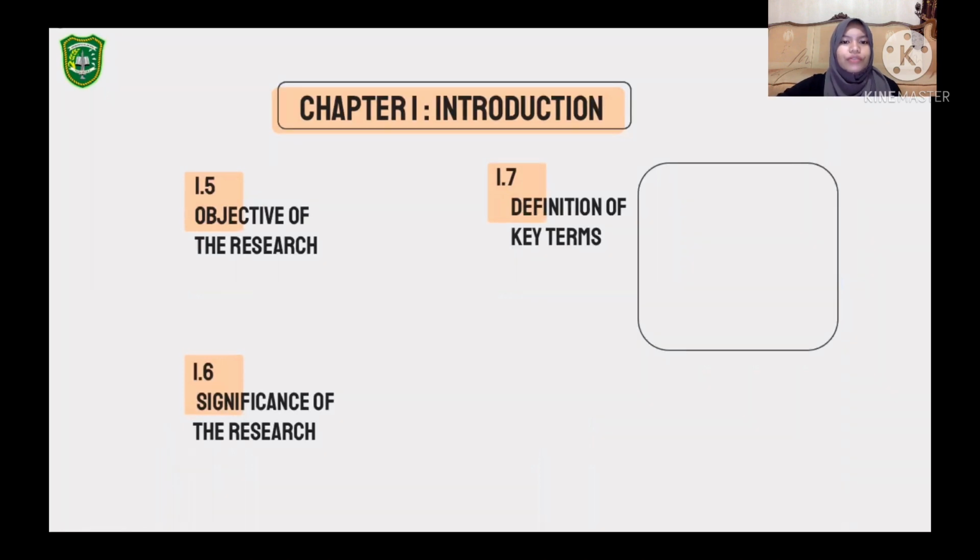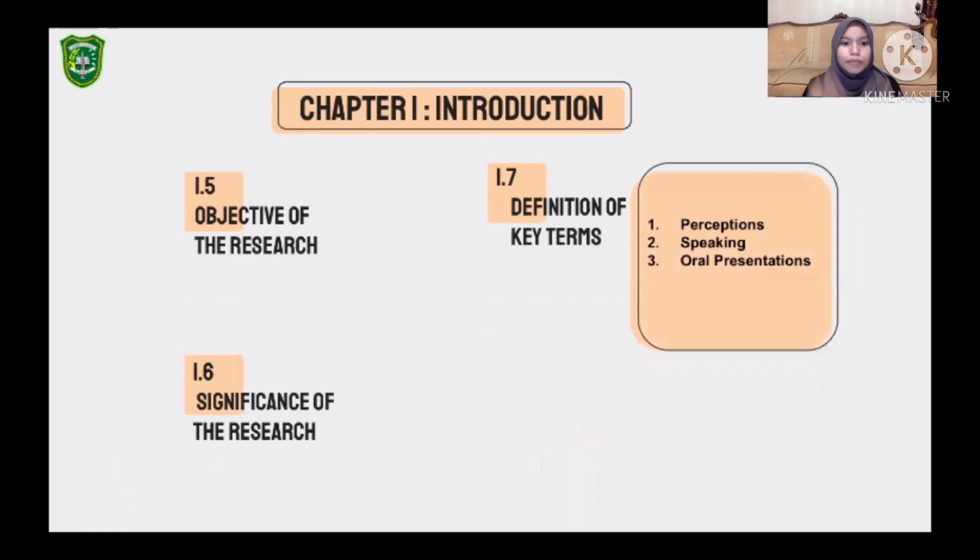1.7, Definitions of key terms. There are many terms which are involved in this research. In order to avoid misunderstanding of the terms used in this research, the following terms are defined as follows. First, perspective. The meaning of perspective is the process of receiving, collecting, and interpreting some information from people's minds or senses. In this research, perception refers to the students' opinion or experience in online presentation. Perspective in this research refers to the perspective of students that experience speaking in online presentation.